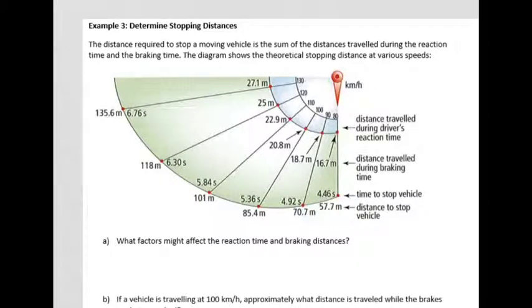The distance required to stop a moving vehicle is the sum of the distances traveled during reaction time and braking time. The diagram below shows the theoretical stopping distances at various speeds. So, do you understand what is meant by reaction time and braking time? When the person hits the brake, that would be braking time. The reaction time would be from when the car reacts to when the person hits the pedal.